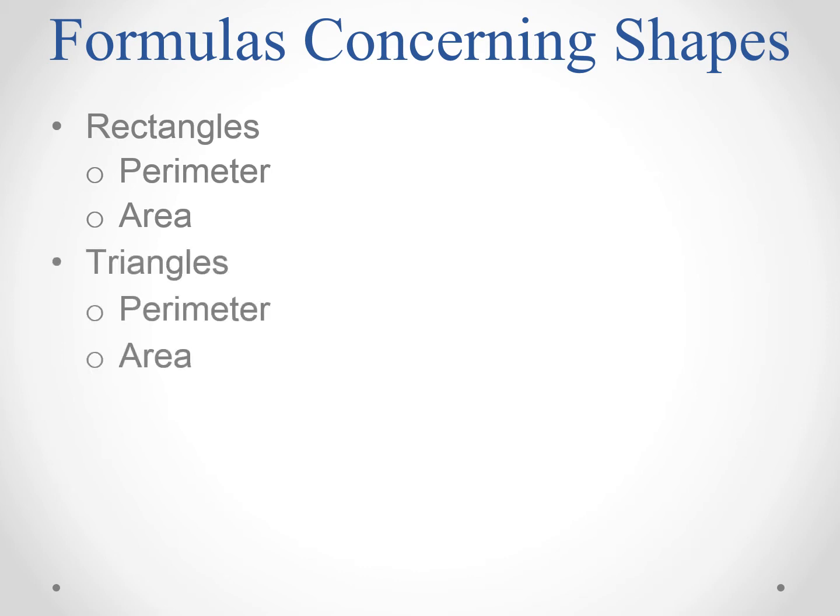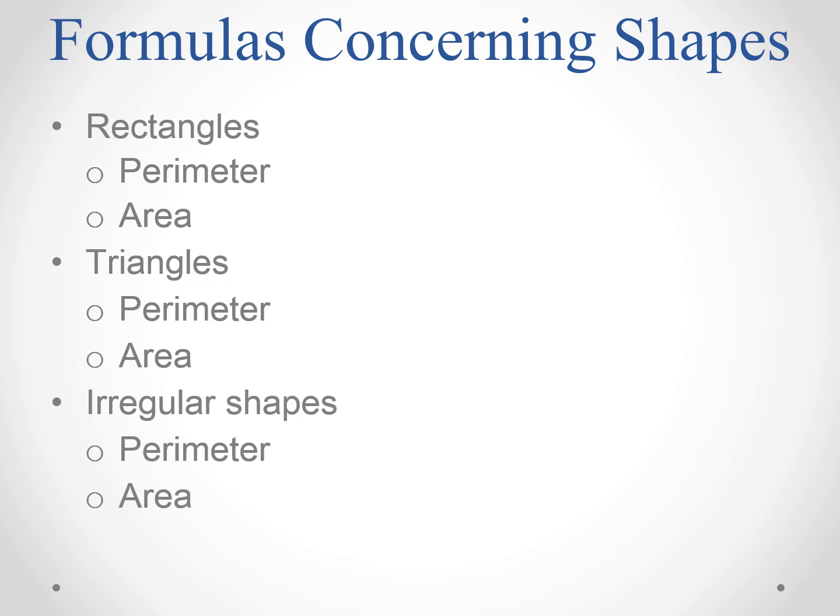In this portion of the study, you will be going over formulas concerning shapes. The first section will be on rectangles and the formulas for perimeter and area. The second section will be on triangles and the same thing, formulas for perimeter and area. And the final section will be on irregular shapes, again, formulas for perimeter and area.